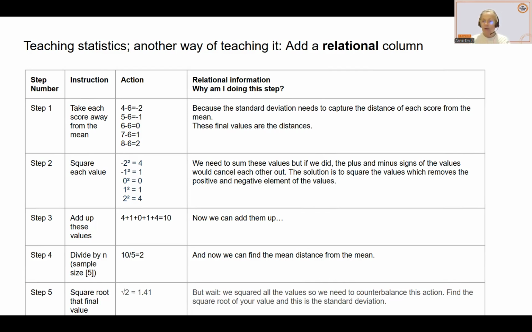Okay, why? Why do I have to square each value? Well, you've got to square the values because if you didn't and you added up all of those five values, because some are below the mean and some are above the mean, they will all cancel each other out and you'll be left with zero. And that's not really helpful to us because we do want those distances. We want to capture the distance, and that means that we have to deal with those positive and negative signs. So a good way of doing that is to square numbers.